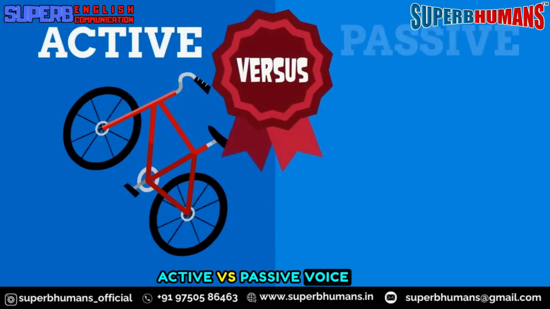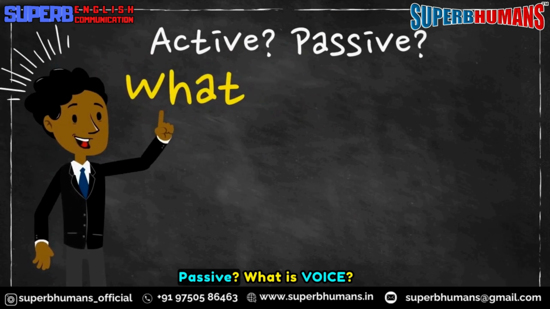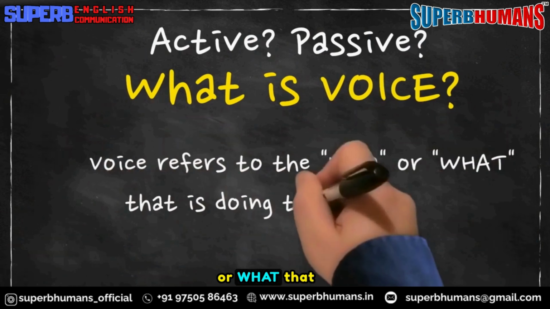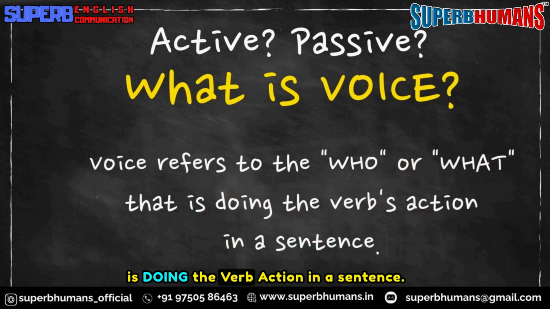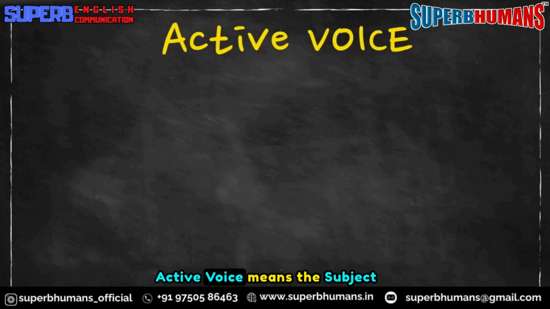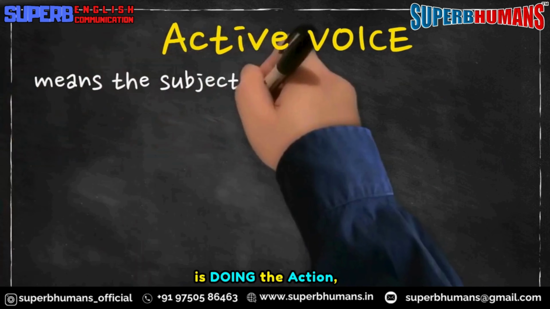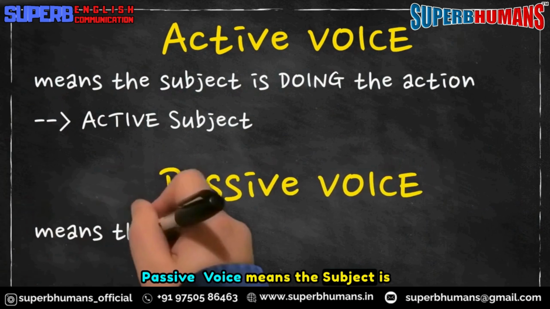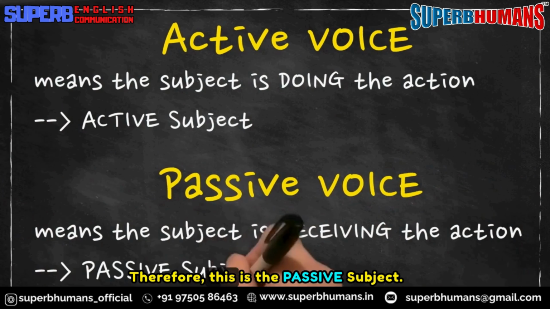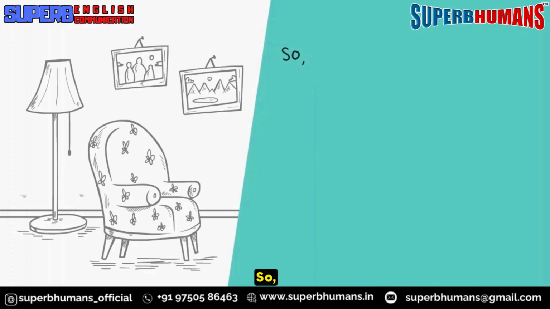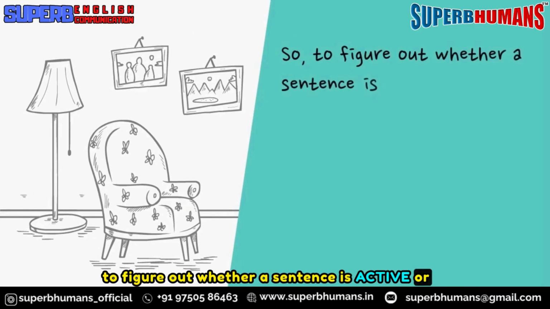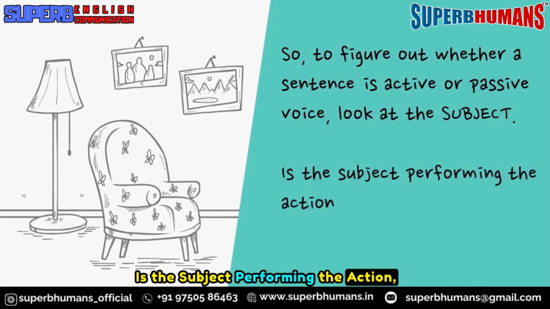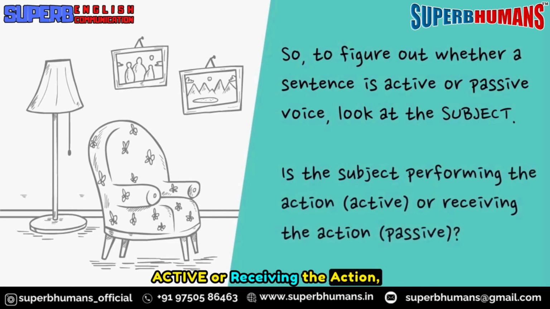Active versus passive voice. Active? Passive? What is voice? Voice refers to the who or what that is doing the verb action in a sentence. Active voice means the subject is doing the action, therefore it is an active subject. Passive voice means the subject is receiving the action, therefore this is the passive subject. So to figure out whether a sentence is active or passive voice, look at the subject. Is the subject performing the action, active, or receiving the action, passive?